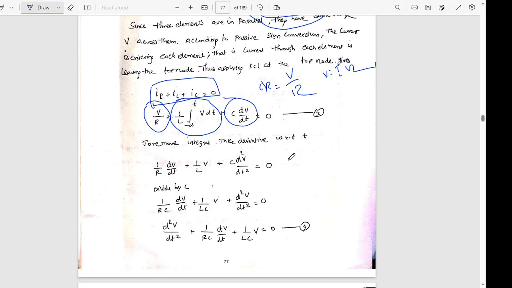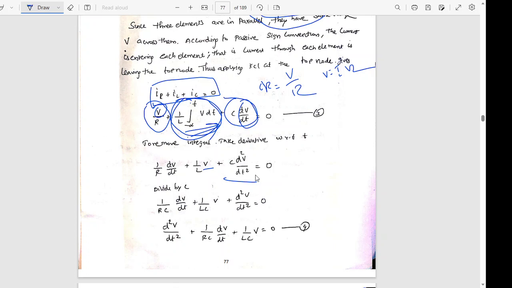To remove the integral, I am going to differentiate this equation with respect to time. What will I get? 1 by R dV by dt, since V will be differentiated, plus, the integration will be removed, so 1 by L integration of V dt becomes V. And the dV by dt term will be differentiated one more time, so it will be second order: C d square V by dt square, equal to 0.